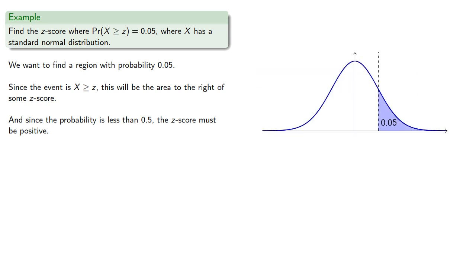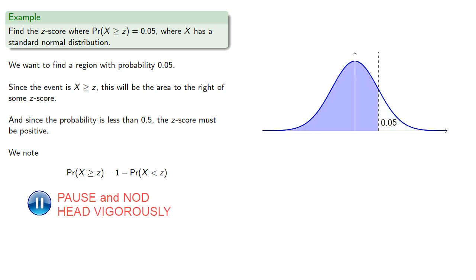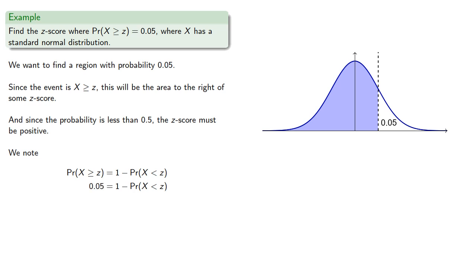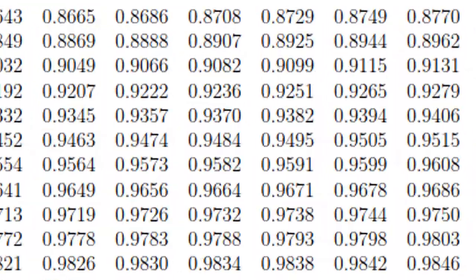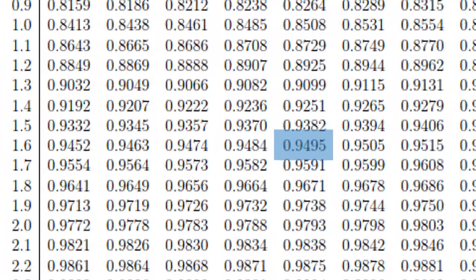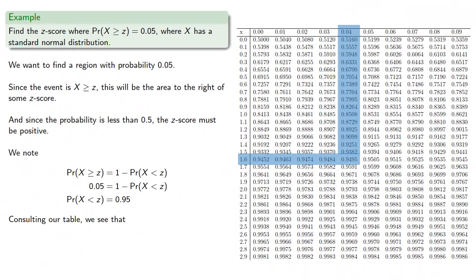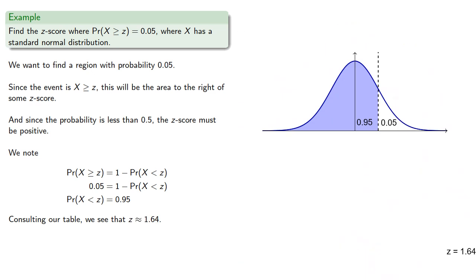So our probability is complementary to the less than probability. And we know our probability is 0.05, and so our cumulative probability is 0.95. And so consulting our table, we find z is approximately 1.64. Which means the probability to the right is 0.05, which is what we want.